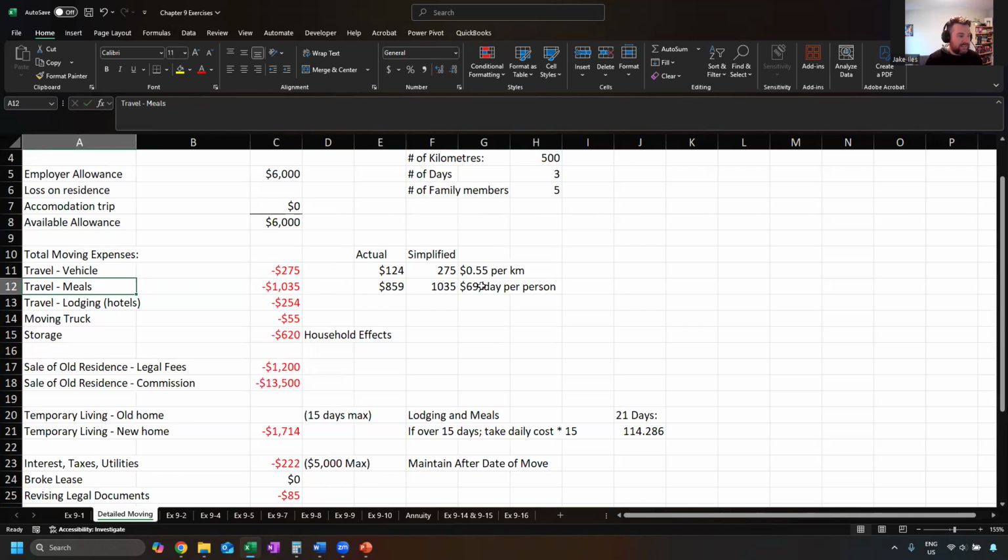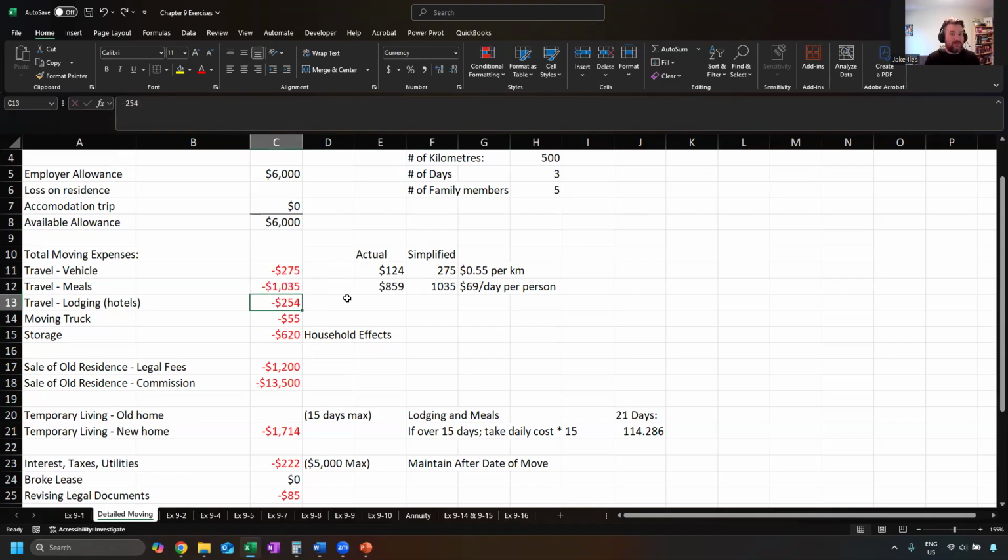Travel for meals, $69 per day per person. It took us 3 full days, so our simplified version is a little over $1,000. We take a look at our actual receipts. It says we spent $859. Our simplified version is coming out to slightly more, so let's use the simplified. If we had fewer family members, maybe there's just 3 of us traveling, now our receipts are more. Let's take that number. So you can pick what works for you. So that's the simplified method for travel vehicles and meals.